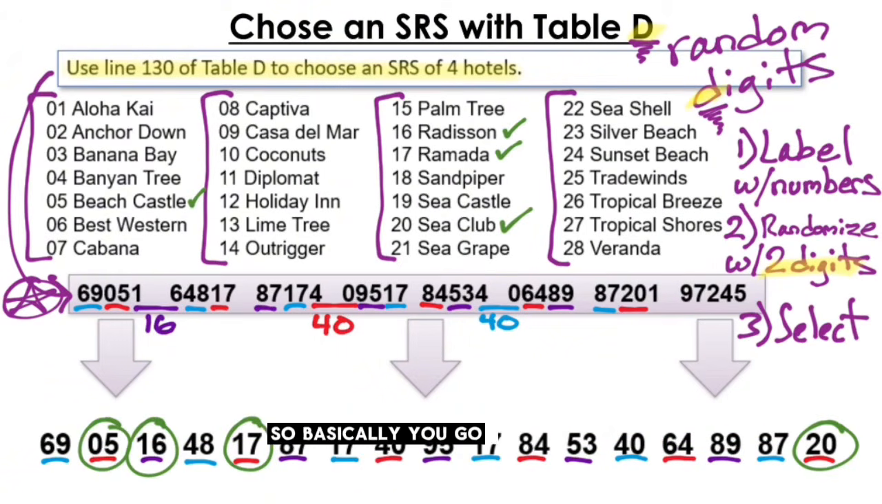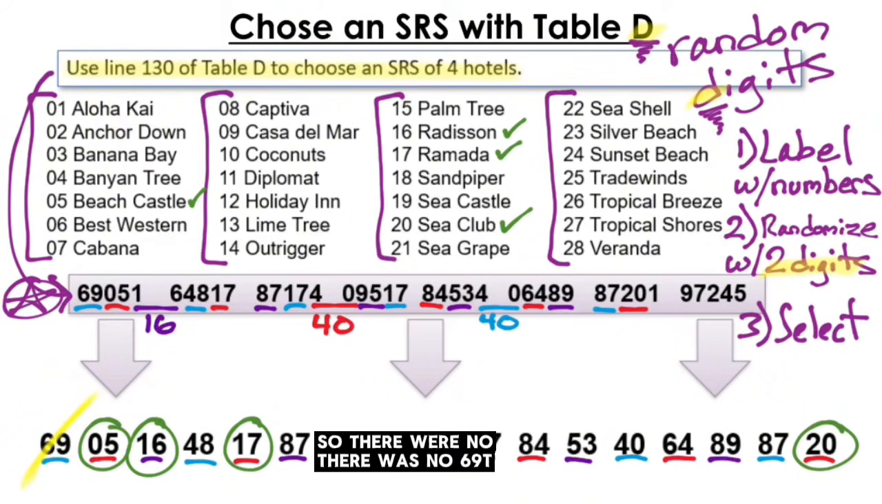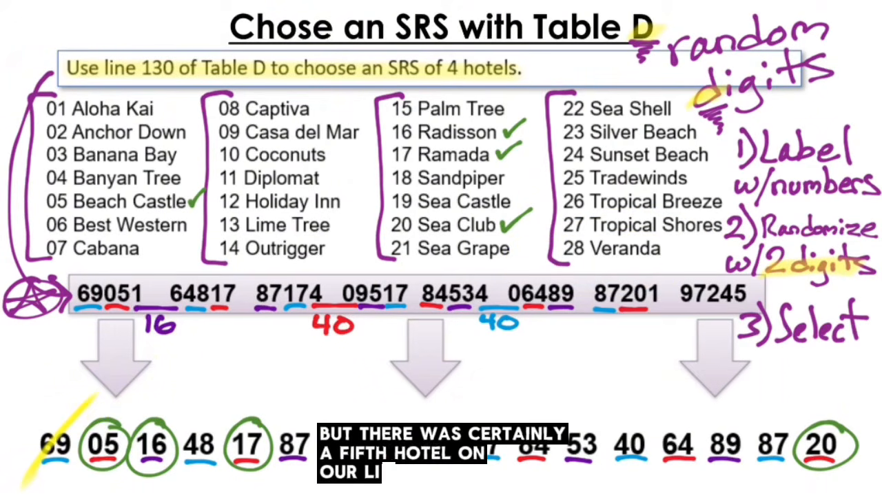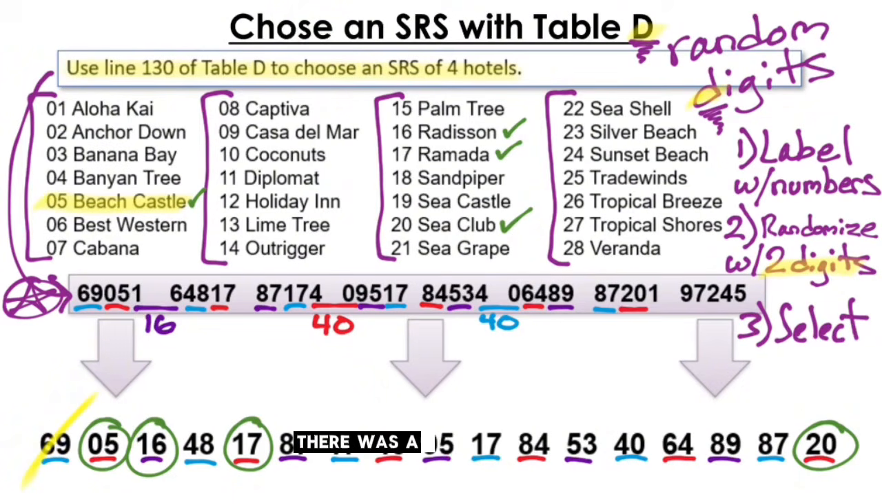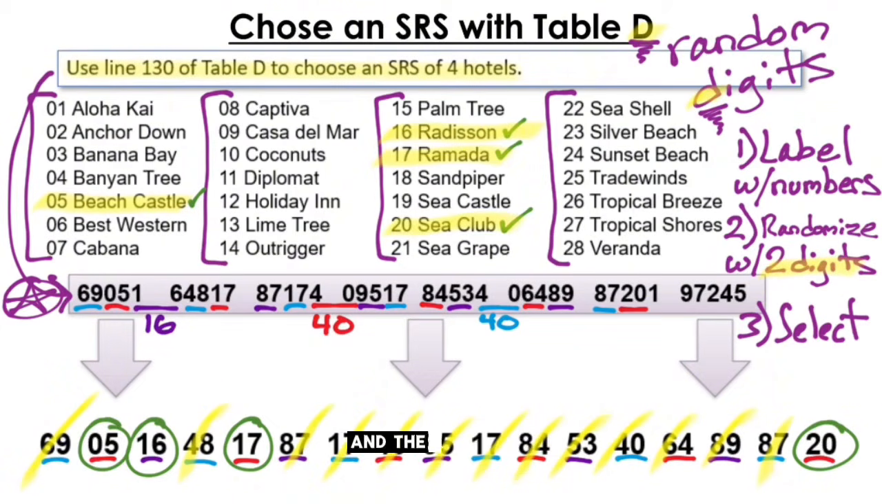So basically, you go from left to right along your string of characters, and you circle the exact numbers that you actually have in your entire list. So there was no 69th hotel. The highest hotel number was 28, but there was certainly a fifth hotel on our list, and that would be the Beach Castle. There was a 16th hotel, that was the Radisson, and then there was no 48th hotel, but there was a 17th, the Ramada Inn, and then no 87, you don't need a repeat, no 40th, 95th, and so on and so forth, all the way until you get your 4th hotel, which was the 20th, the Sea Club. And then you will notice right here, I stopped because I got enough of the hotels that I needed.